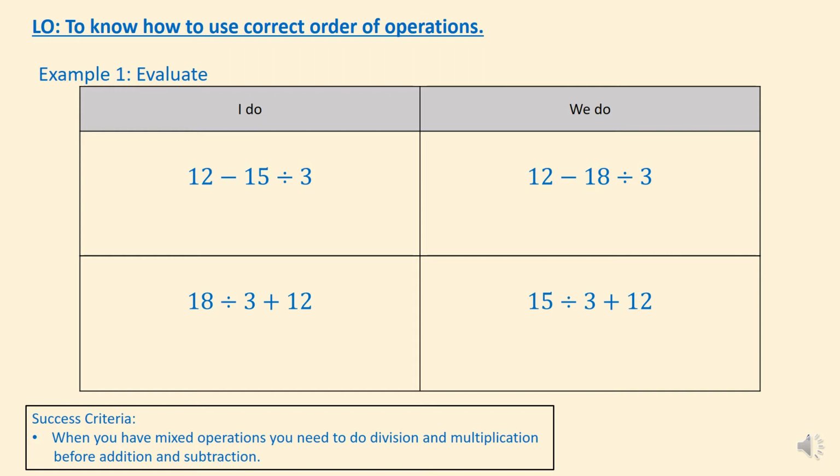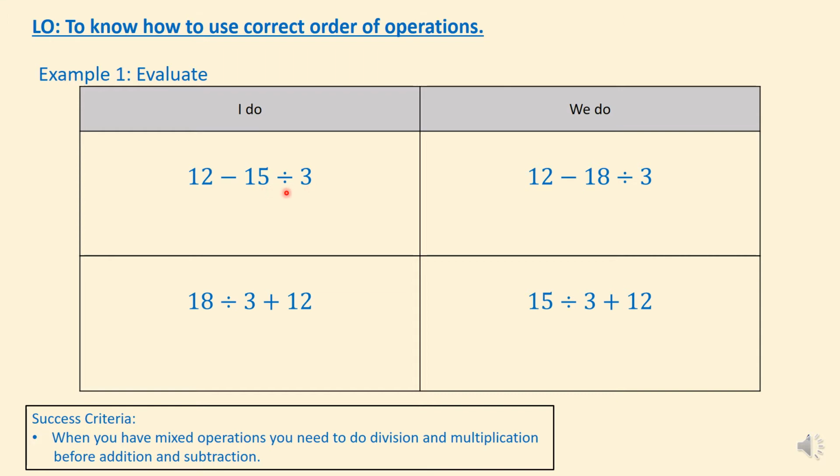So in this case, for example, if you just look at the first one, you have subtraction and you have division. Based on the success criteria, when you have a mix of operations, you need to do division and multiplication before addition and subtraction. So I'm not going to start from the left and say, okay, 12 take away 15 and so on. That's going to be wrong. You have to follow these rules. So you need to do division before subtraction. Always, division and multiplication come before addition and subtraction.